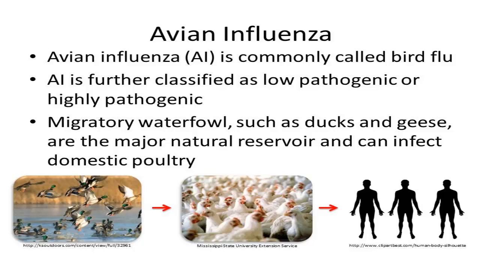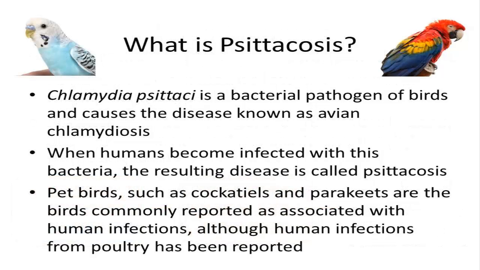Chlamydia psittaci is a bacterial pathogen that is capable of infecting birds and people. In birds, infection with this bacteria is referred to as avian chlamydiosis. When humans are infected with the bacteria, the resulting disease is called psittacosis. Although some literature will use the term psittacosis to describe infection in both birds and humans, for the purpose of this module, we will refer to infection in birds as avian chlamydiosis and infection in humans as psittacosis.